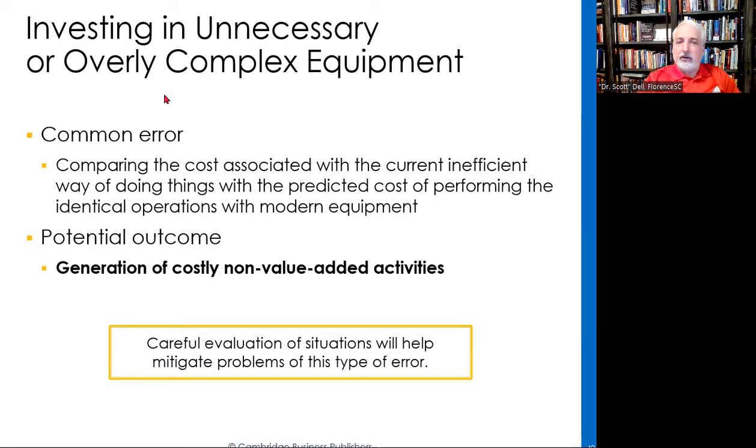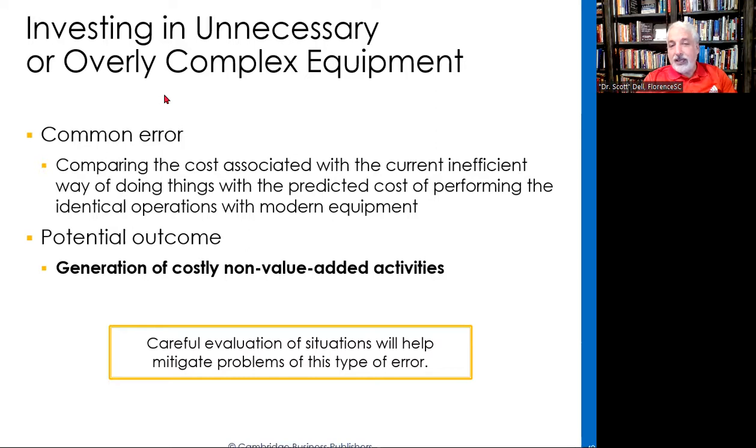There's another common error: comparing the costs associated with the current inefficient way of doing things with the predicted cost of performing the identical operation with this modern, efficient, cool equipment. There's a coolness factor that goes in there too. And potential outcome generation of costly, non-value added activities.